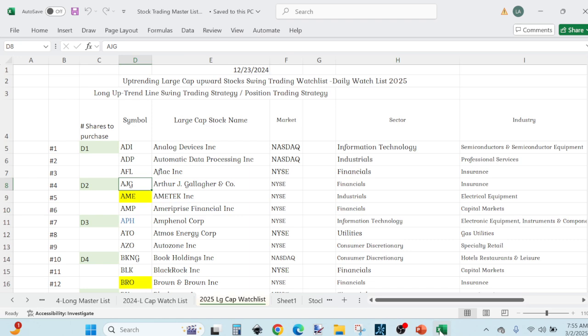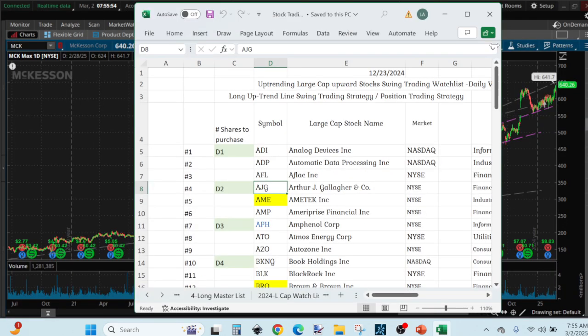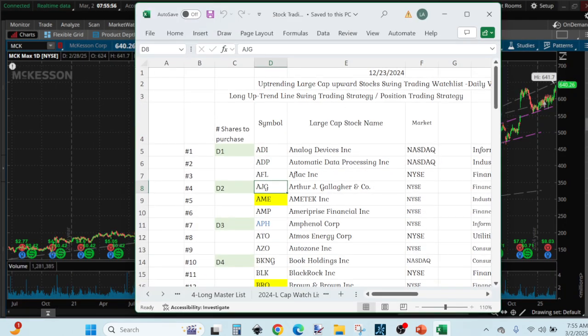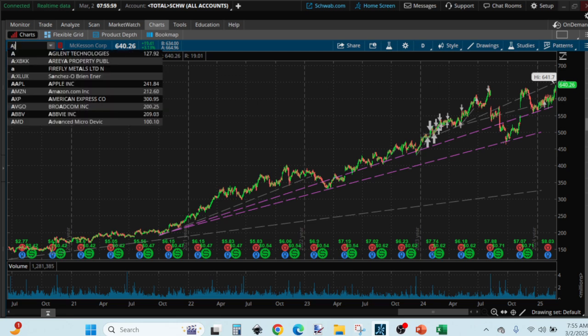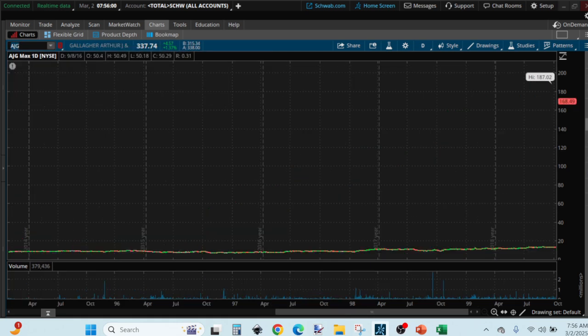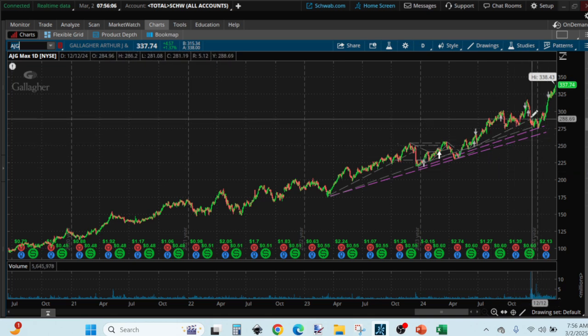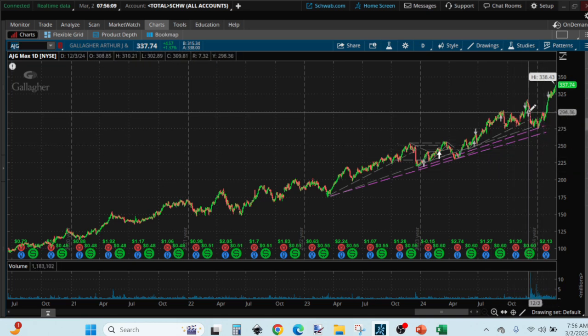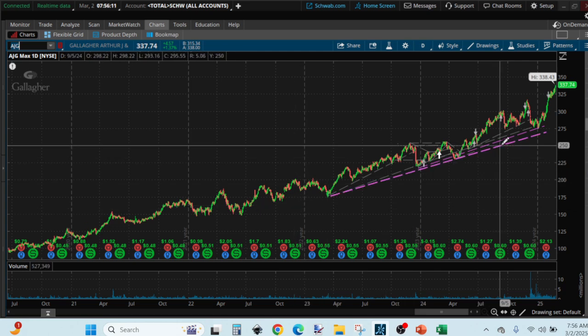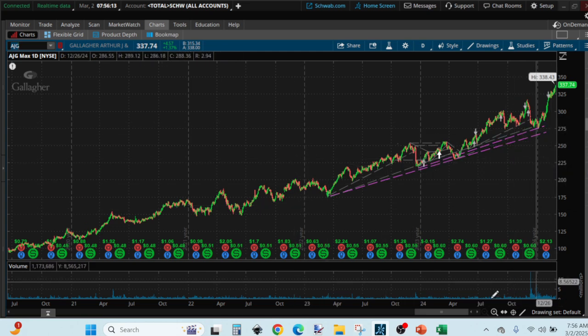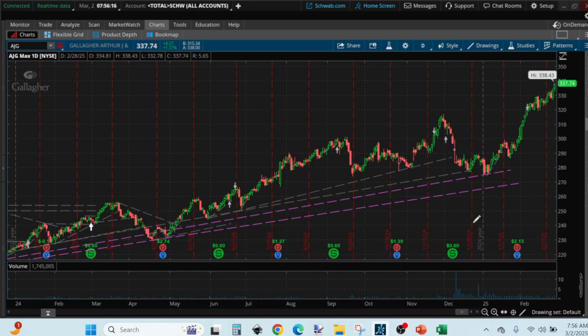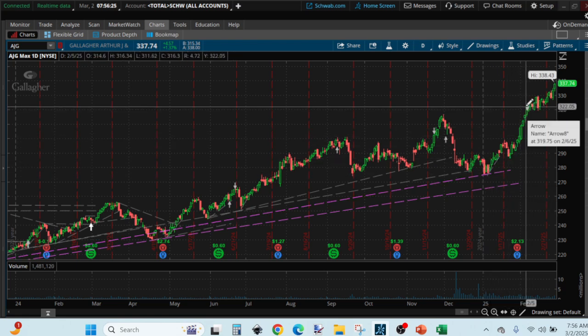So the first one we are going to analyze is going to be AJG. So AJG, we purchased it, so you can see the trend line that we traced to purchase it at. So let's get closer. We purchased it at some point there, and it pulled back on us, pulled back down. We just kept it, and when it reached a new high here, we sold it.